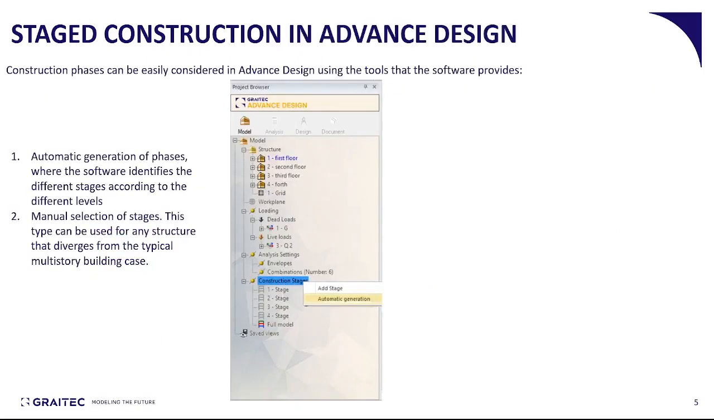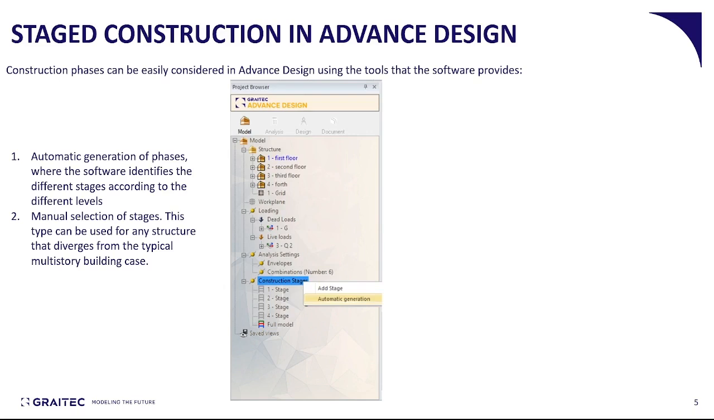Stage construction in Advanced Design can be considered very easily. The software provides different tools that can automate the whole process. First of all, the engineer needs to establish how many stages they would like to have. And you can either add the different elements on the stage you think they should be. This is the manual selection of stages.